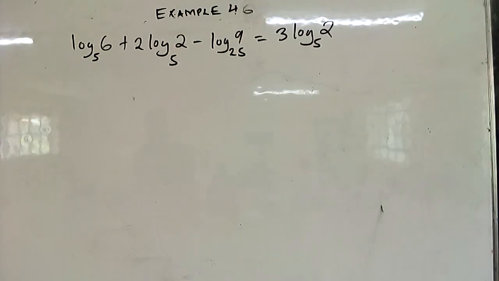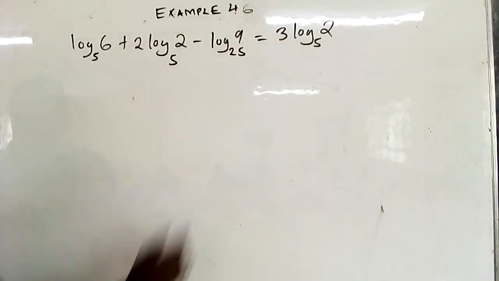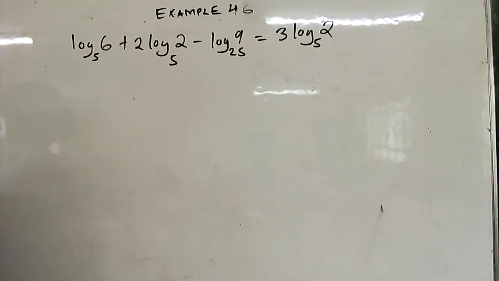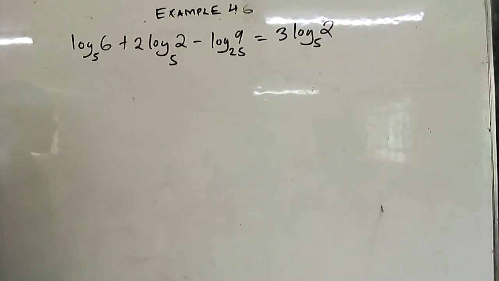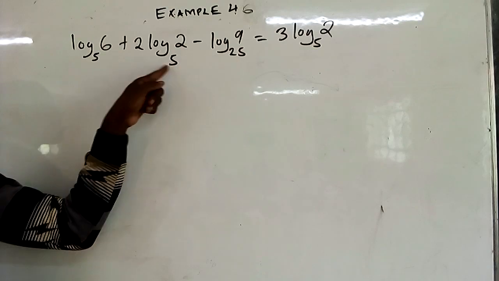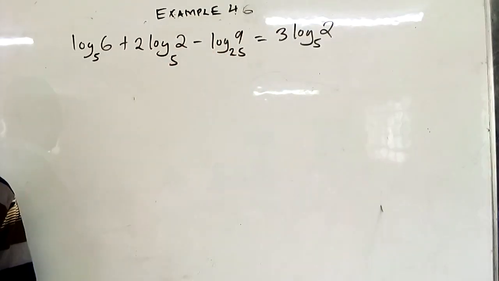Example number 46, you will show clearly that log 6 to base 5 plus 2 log 2 to base 5 minus log 9 to base 25 is equal to 3 log 2 to base 5, isn't it? So it means you start with the left hand side of the equation until you get what is on the right, isn't it? So for you to show clearly that, it means you must have the same base, isn't it? This is base 5, meaning this must also be base 5, isn't it?